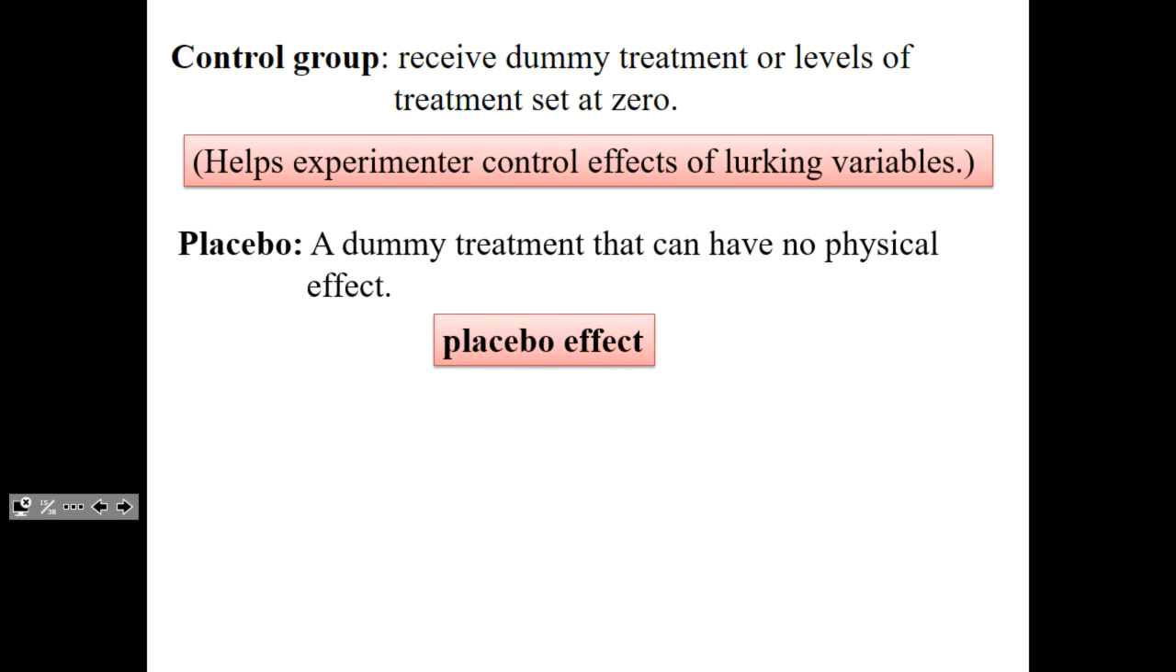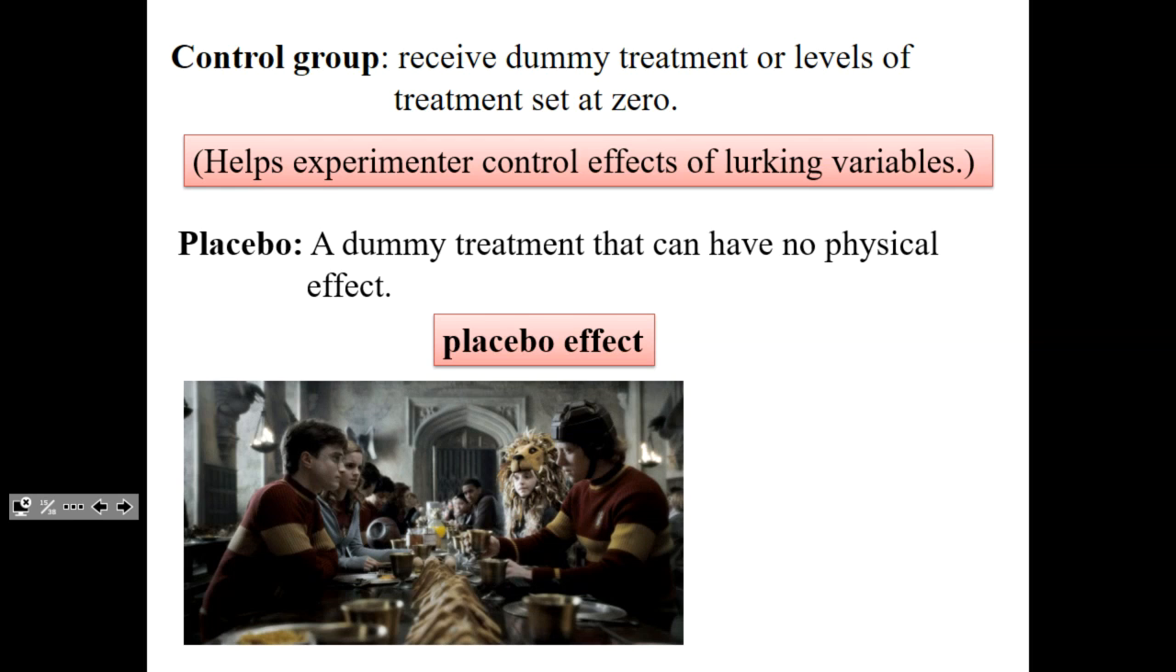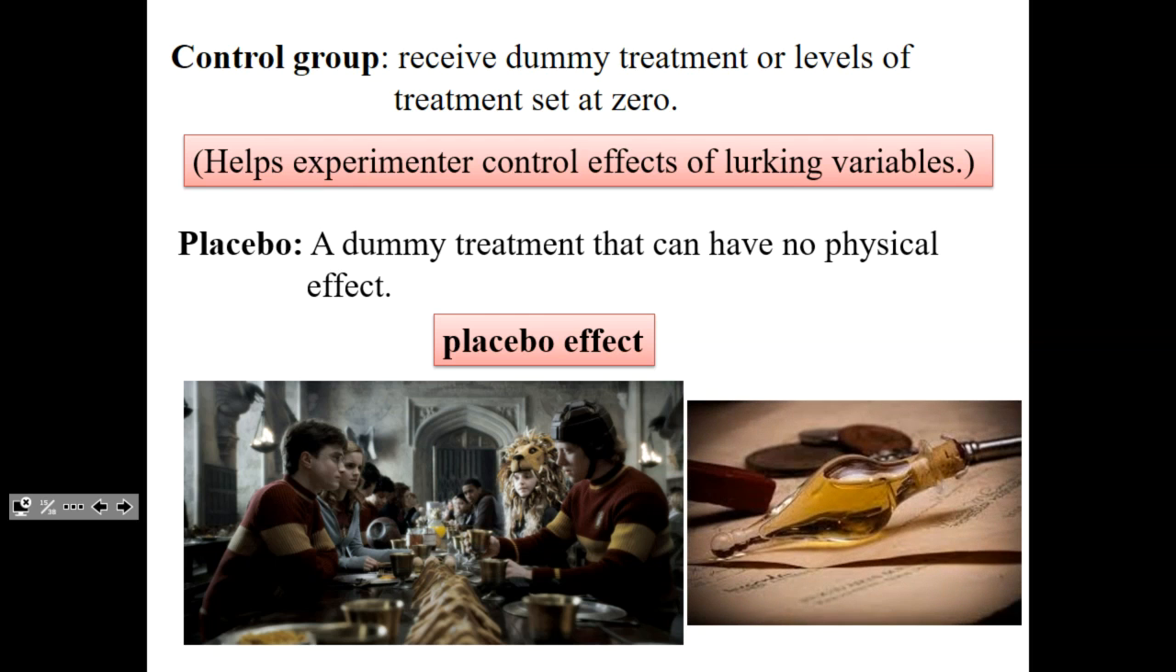Okay, placebo effect. Some percent of people are just going to get better no matter what you do. Some batteries are going to last longer than others just because they are. That's our placebo effect. Okay. If you remember Harry Potter, he thought he was given the truth serum, but they actually didn't. But he told the truth. That was a placebo effect. He would have told the truth regardless of actually getting the truth serum.